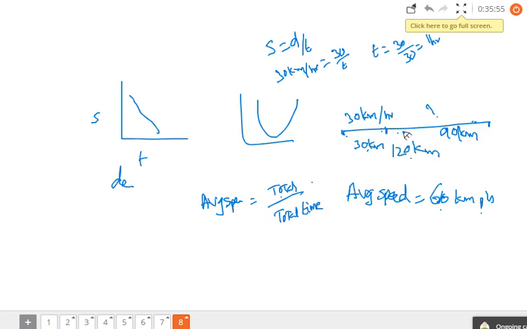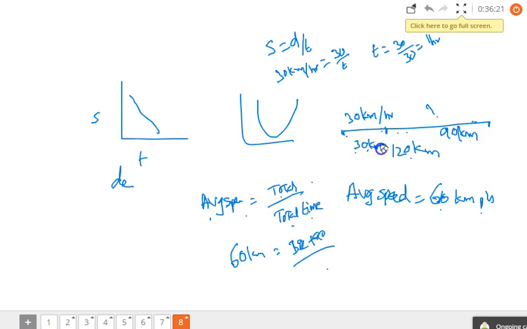1 hour is taken for this, so other than that, you can apply another logic. Average speed 60 kilometer per hour is equal to total distance, 30 plus 90, 120 kilometers, but total time, it is actually average speed.